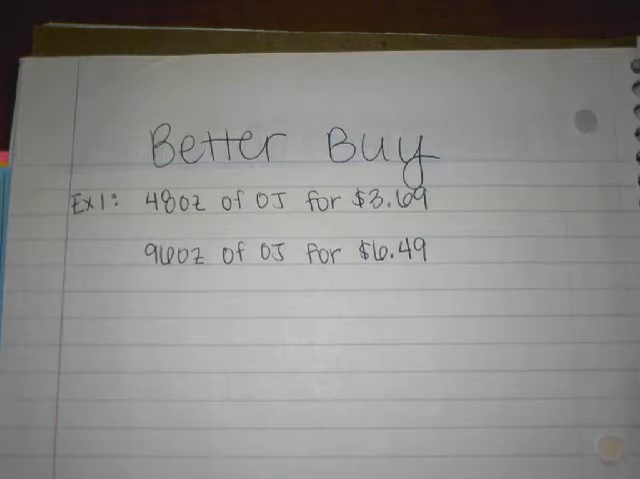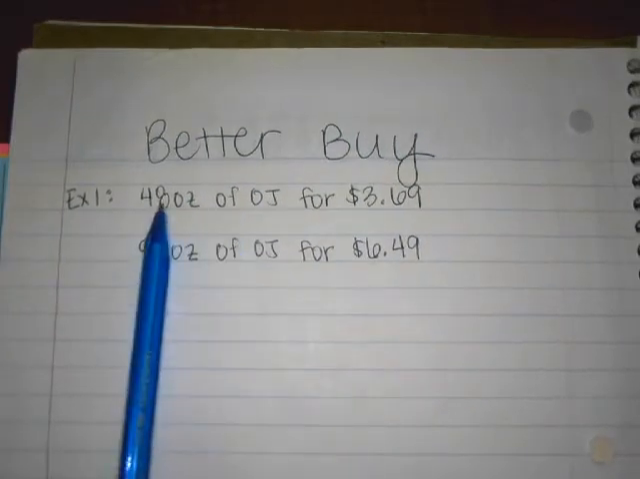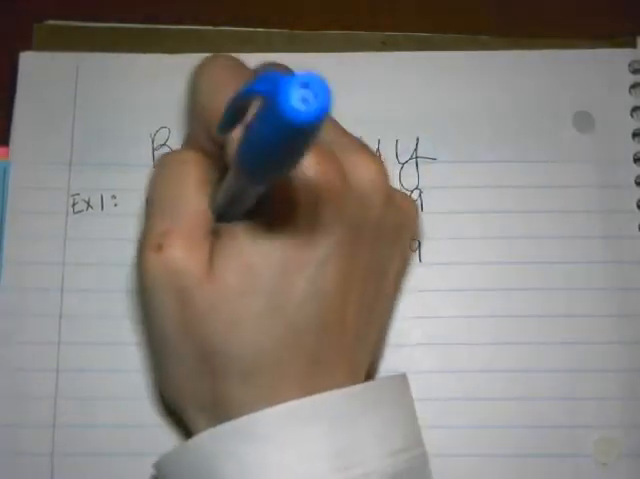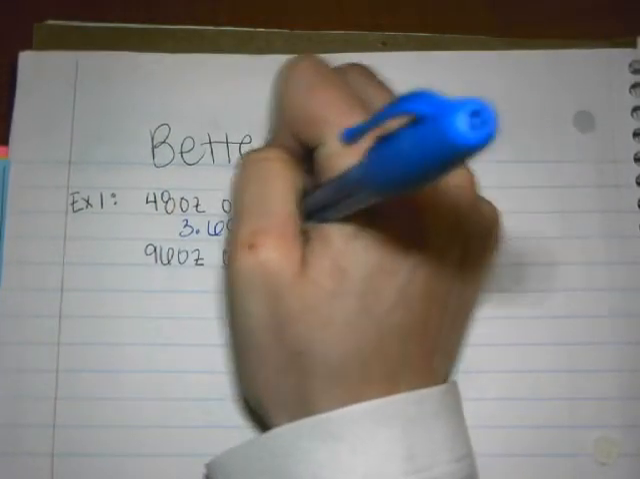So you do what we learned yesterday. What did we learn yesterday? Not ratios. What did we do yesterday? We did unit rates. And how do I find the unit rate of these problems? Dividing. So we are still dividing. The question is on this first one, 48 ounces of orange juice for $3.69. What am I dividing? What divided by what? $3.69 divided by 48.